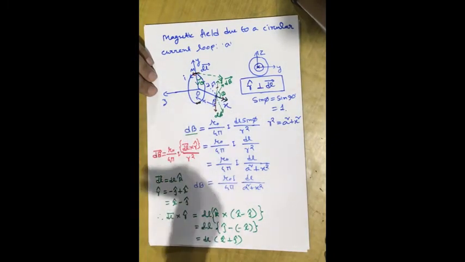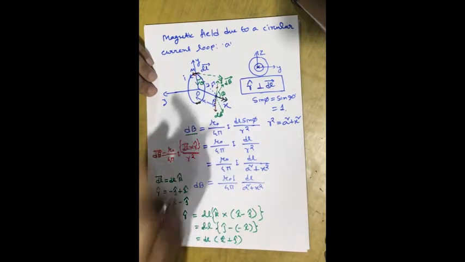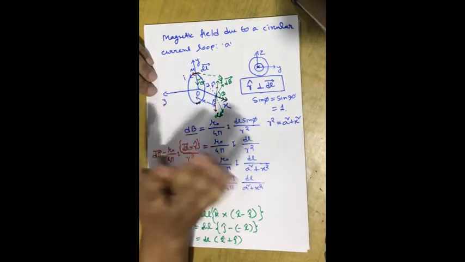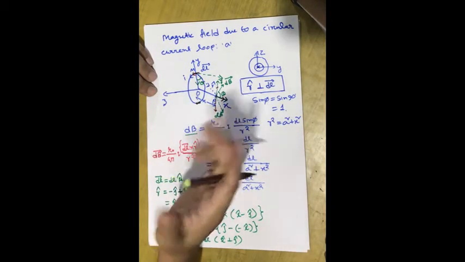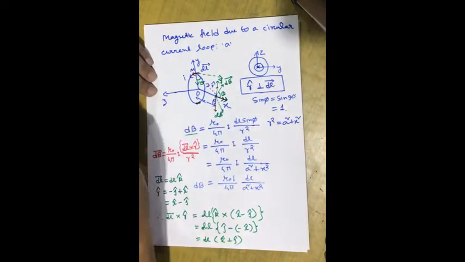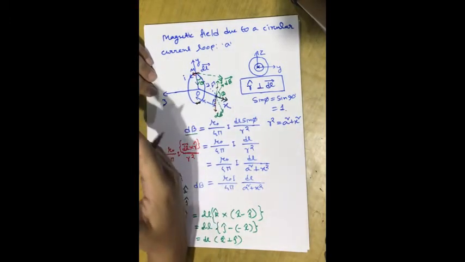So what does it mean? It means for a current carrying loop, there will be only a magnetic field along the axis. There cannot be any other field along any arbitrary direction. So we have just proved this fact. This is a very important result, so I will try to repeat it again.